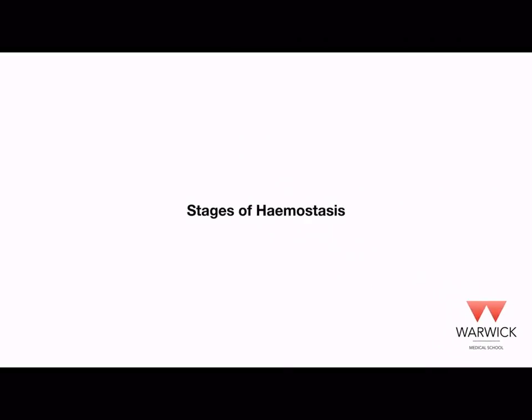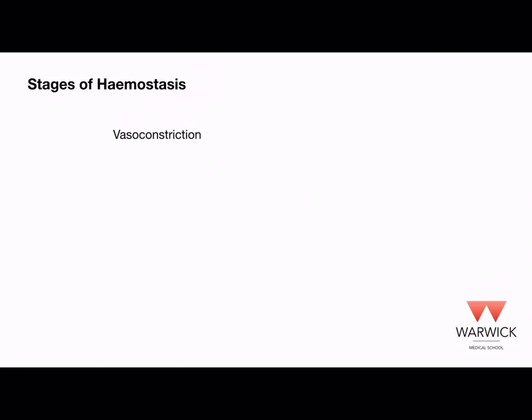Stages of hemostasis. What are the 4 stages of hemostasis? Vasoconstriction, platelet plug, then the coagulation cascade, and then the cleaning up of fibrin. Yeah, just basically resolution. So 4 stages: you've got vasoconstriction, primary hemostasis, secondary hemostasis, clot stabilization and absorption.